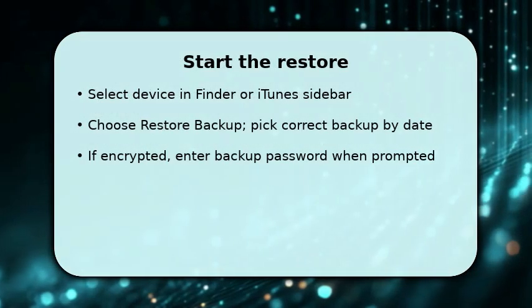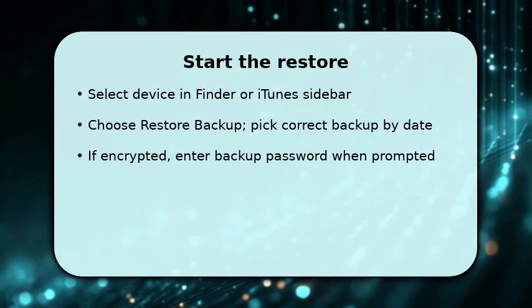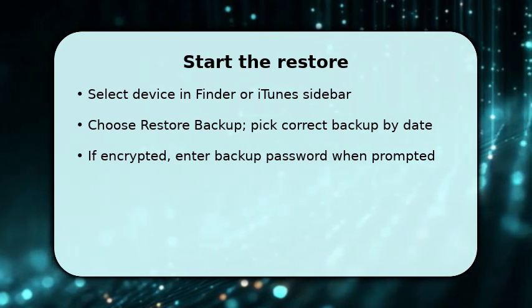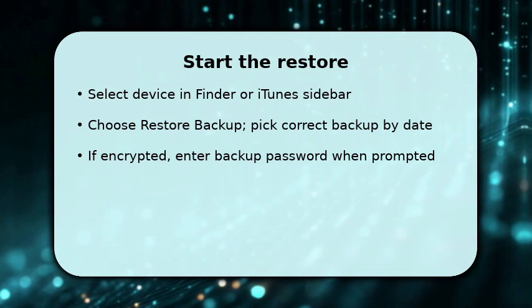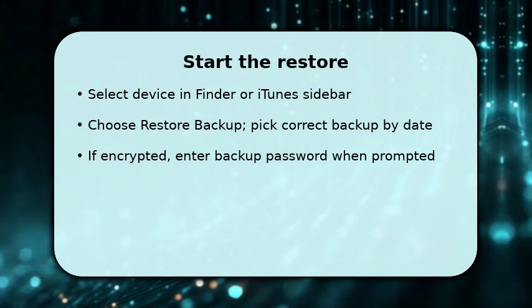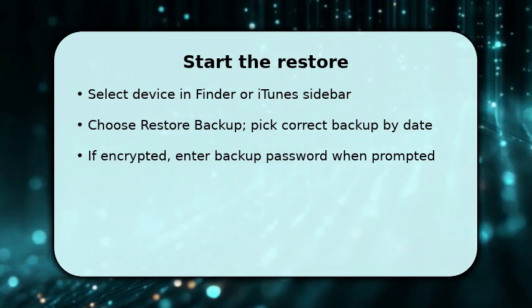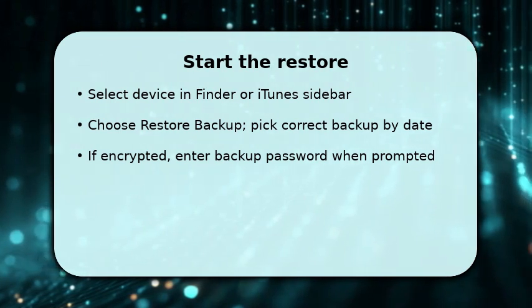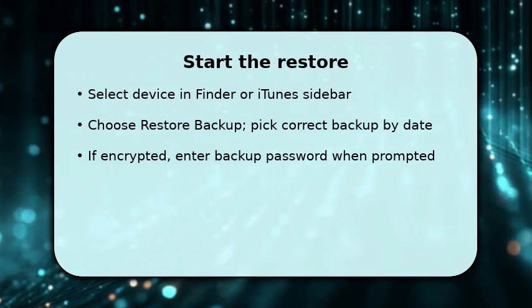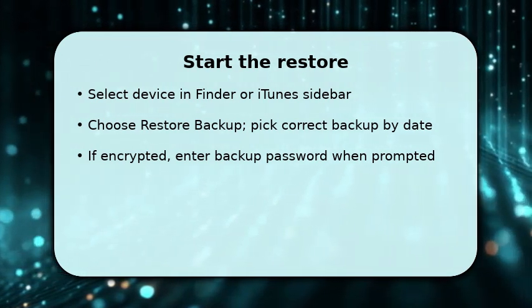In Finder or iTunes, select your iPhone from the sidebar and click Restore Backup. Choose the appropriate backup by checking its date and device label so you don't overwrite newer content. If the backup is encrypted, enter the backup password now. This unlocks saved passwords, health, and HomeKit data.